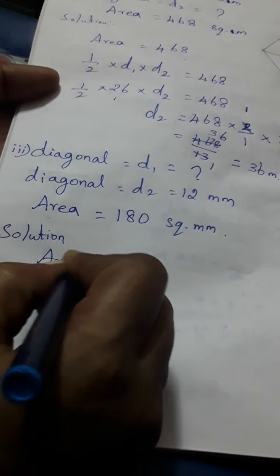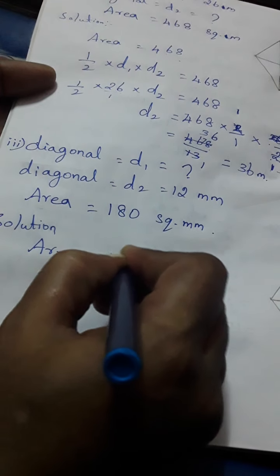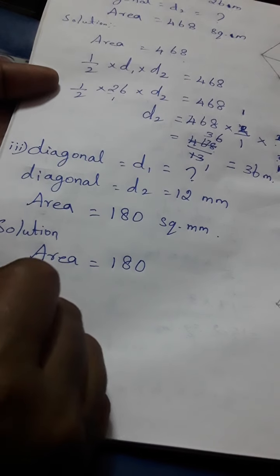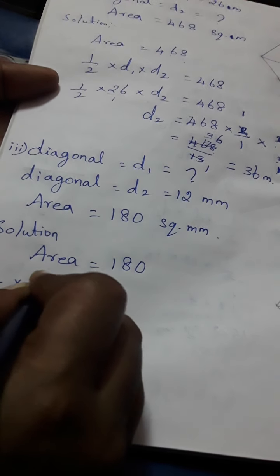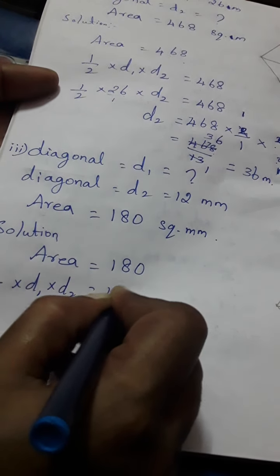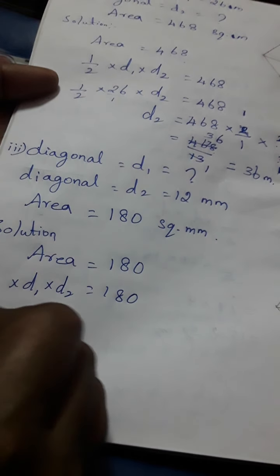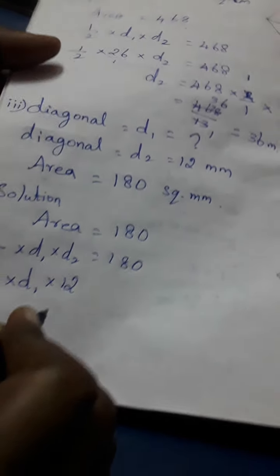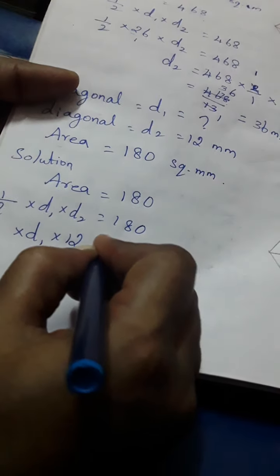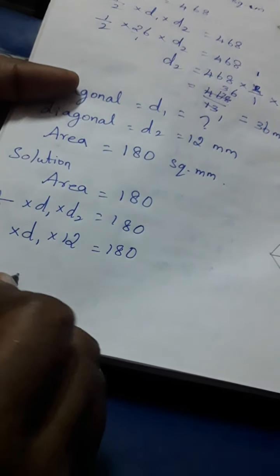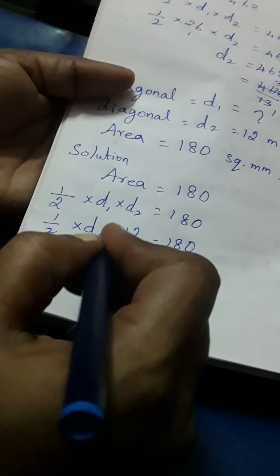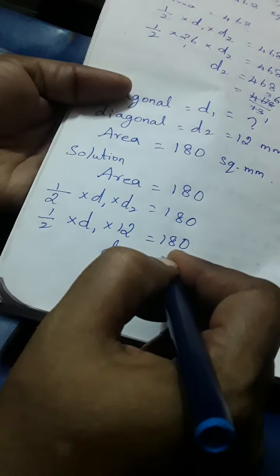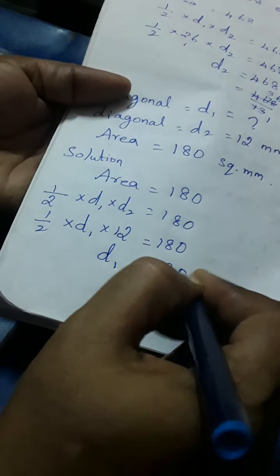Area is equal to 180 square millimeter. We know the area formula: half into D1 into D2 is equal to 180. Half into D1, we don't know. D2 is 12, so half into D1 into 12 is equal to 180. D1 we don't know, so that stays on this side, and the remaining we have to bring to the other side. Already 180 is on this side.